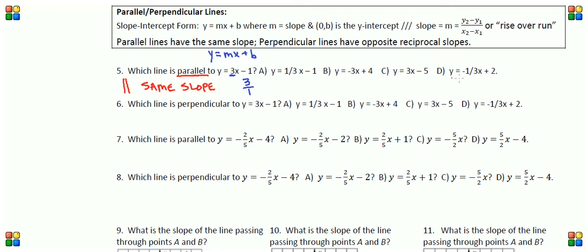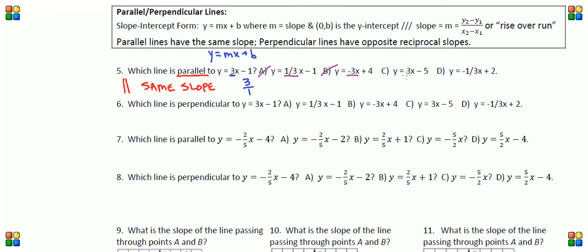look at A, B, C, and D and figure out which one of these equations has the same slope. Let's take a look at A. A, the slope says 1/3. That's no good. Different than 3 over 1. B, the slope is -3. So A was 1/3, B is -3. That's not the right slope.